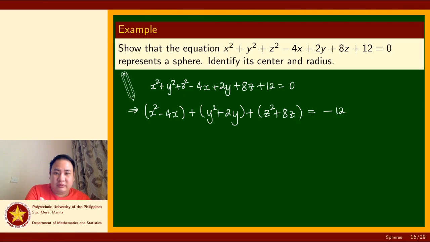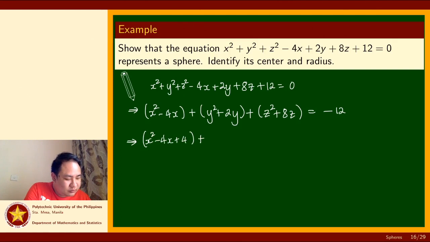Then we complete the squares of the expressions inside each parenthesis. To complete the square of x squared minus 4x, we divide 4 by 2, which is 2, take the square, which is 4. So we add 4 here. To complete y squared plus 2y, we take 2 divided by 2, which is 1. Take the square, so we add 1.